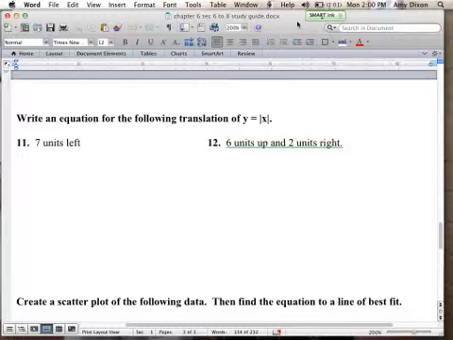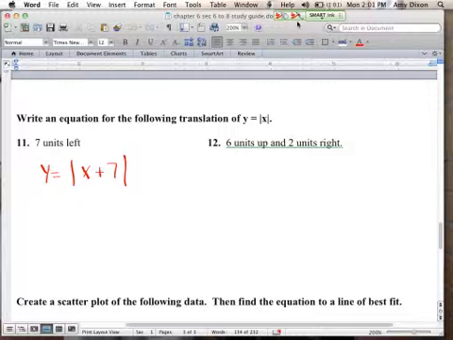All right, now we're going to write some equations. Write an equation for the following translation of y equals absolute value of x. All right, if we're going to left shift, that means it's going to go on the inside of your absolute value. You're going to have x and then plus or minus something. Since it's left 7, the left and right, we have to change the sign. So it's actually plus 7. So that's the equation for number 11.